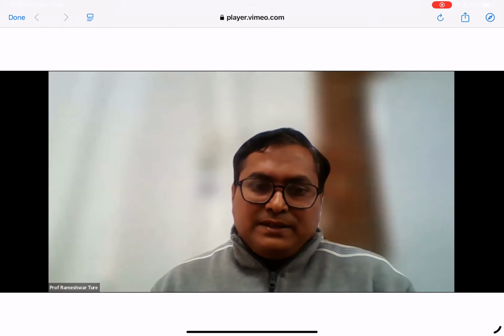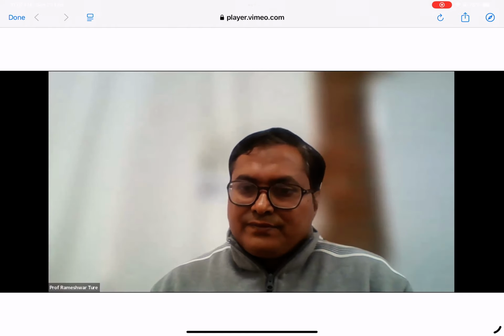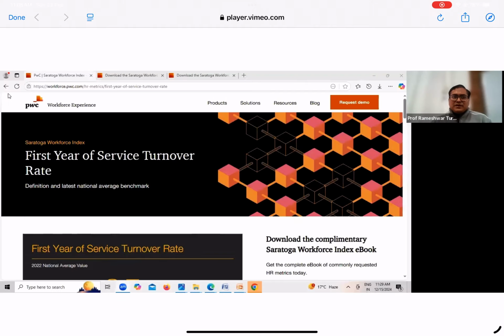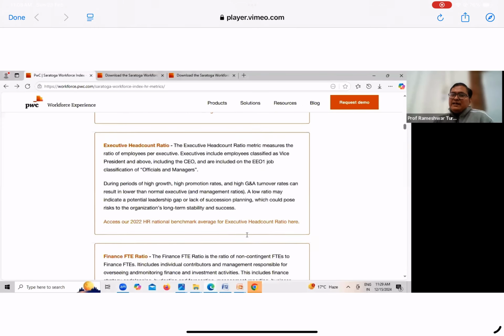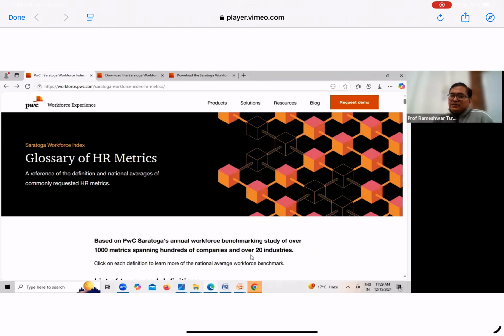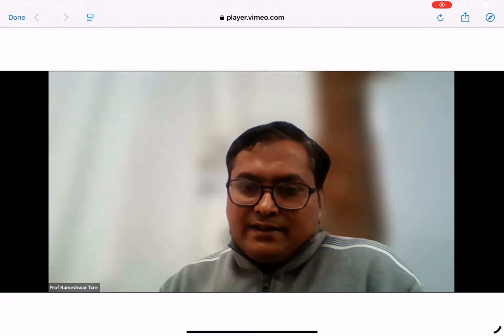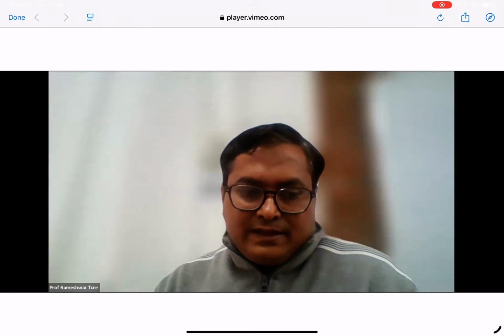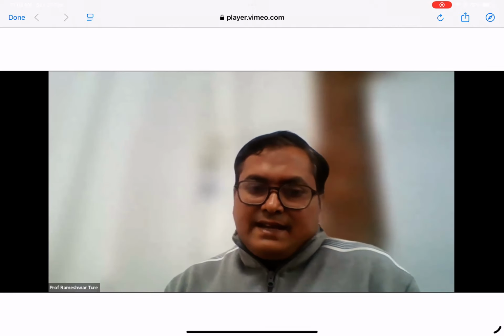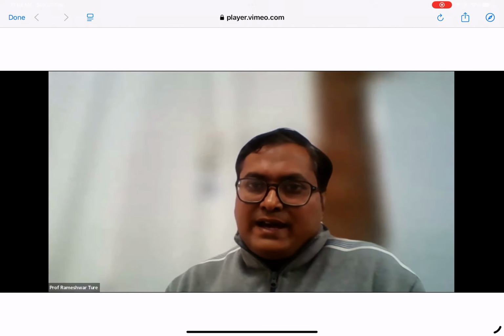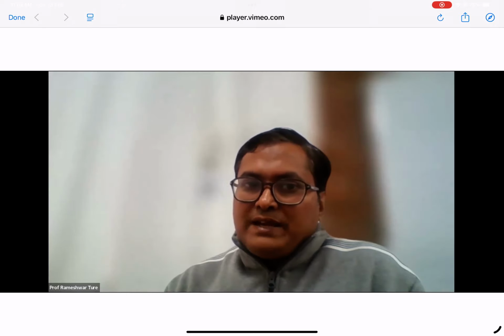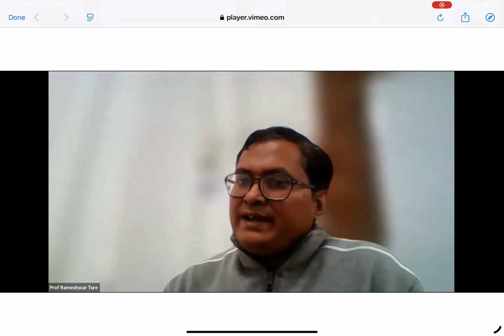So this is one of the extensive works on HR metrics. You can refer to this to get some of the definitions, how they calculate, and to get some of the industry averages. Okay. Can I move ahead? But as I said, these definitions vary. Saratoga may define it in one way, others will define it in another way.